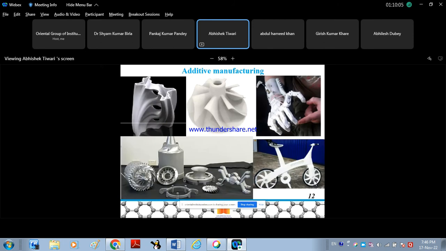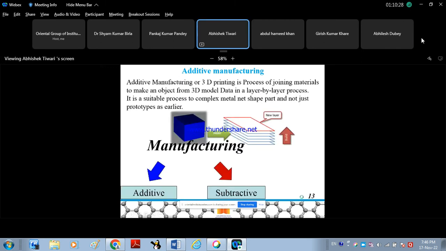Now, you can see these are typical examples of additively manufactured components in various industries. You can say the cycle is a single component. So you can produce it in just one go. We don't have to assemble the parts individually.